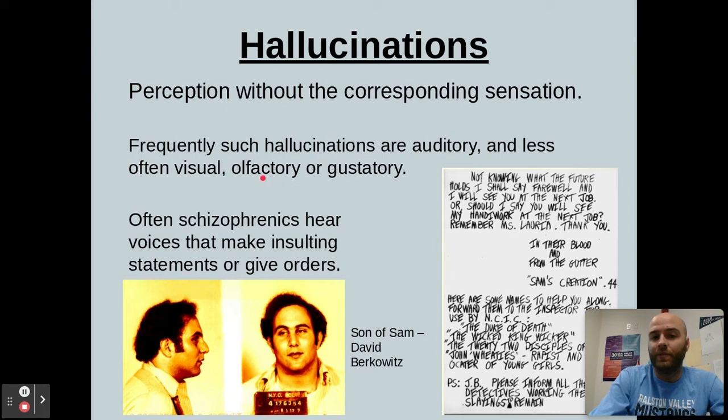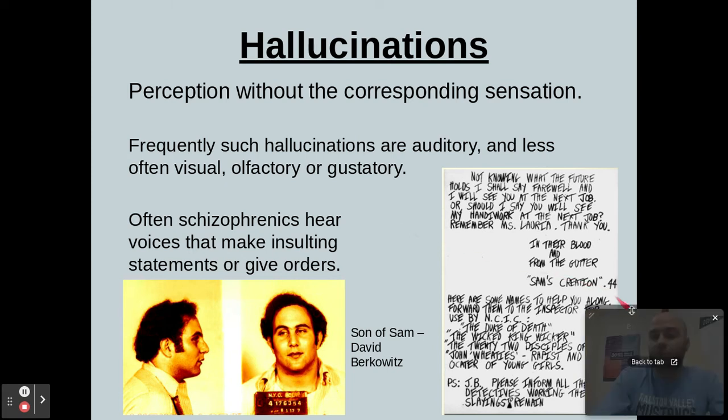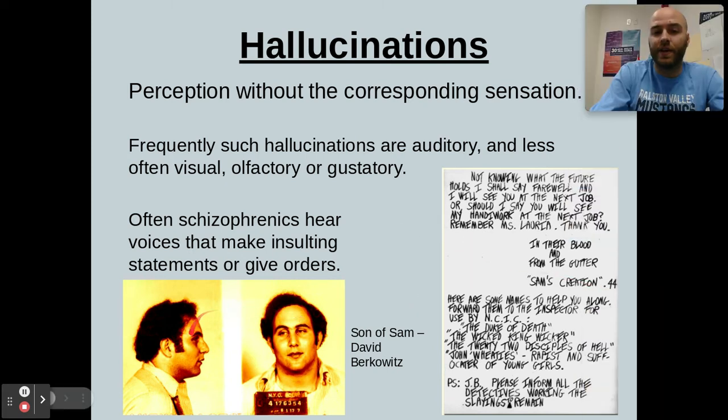Less often, they could be olfactory. You smell something that isn't actually there. Gustatory, you taste something that isn't actually on your tongue. But most often, schizophrenics hear voices that make insulting statements or give orders of some kind. For example, Son of Sam, a famous serial killer, admitted that he murdered people because his neighbor's dog was the devil and was telling him to do it. Right? So not only are there delusions there with those disordered thoughts and beliefs, but also hallucinations of the neighbor's dog speaking to him and telling him what to do.